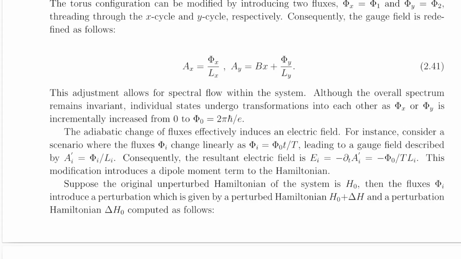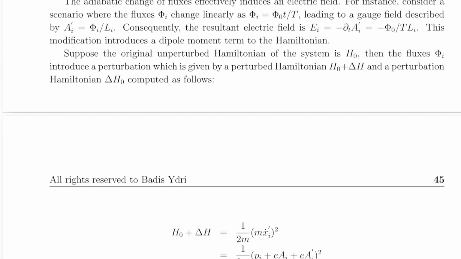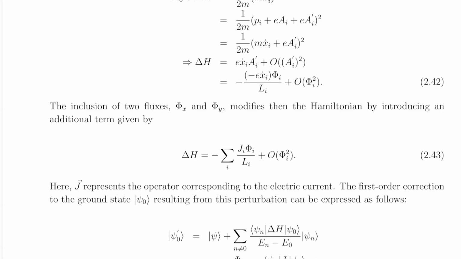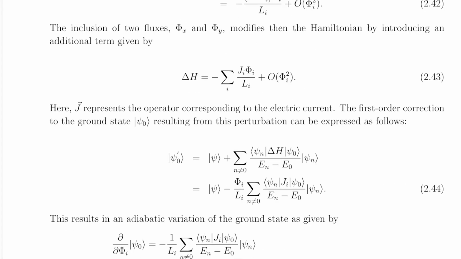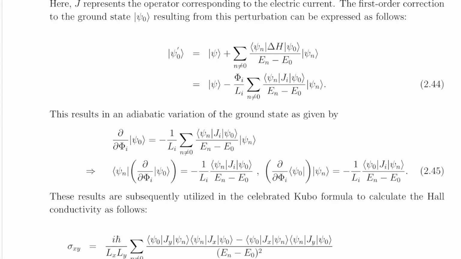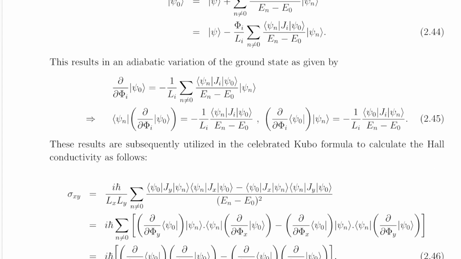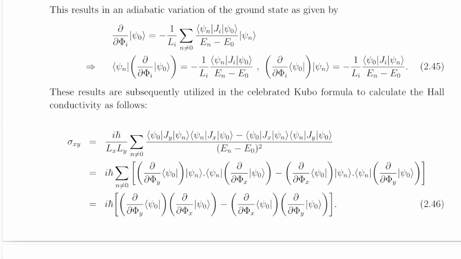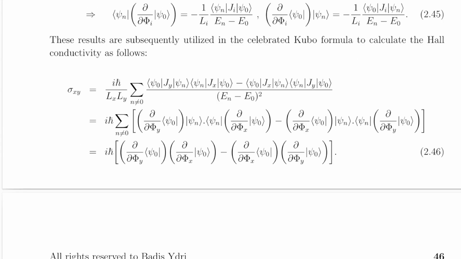Changing the flux over time generates an electric field. This creates a perturbation in the system, proportional to the electric current and the applied flux. Using first-order perturbation theory, we find how the ground state of the system shifts with respect to the applied fluxes. This obtained result, in conjunction with the celebrated Kubo formula, relates the Hall conductivity to the sensitivity of the ground state wave function under changes in the applied fluxes.